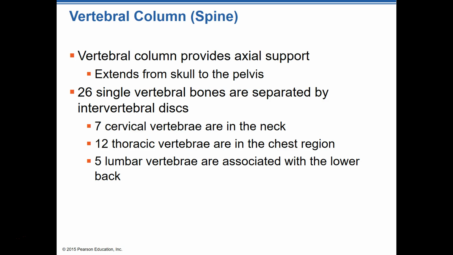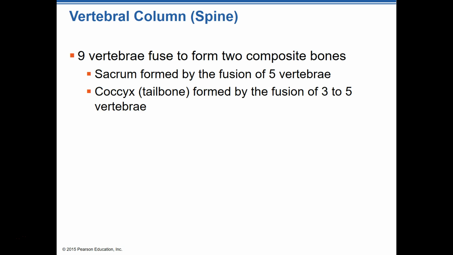Okay. And spinal column provides axial support and extends from the skull to the pelvis. So the spinal column actually gives us our ability to stand up, to hold our head up straight, turn our head and all that. 26 single vertebral bones are separated by intervertebral discs, these shock-absorbing discs in between the bones. There's 7 vertebrae in the neck, 12 in the thorax, 5 in the lumbar. Those are all good things to know, so make you some flashcards with those on them. Those are all very, very valuable things to know.